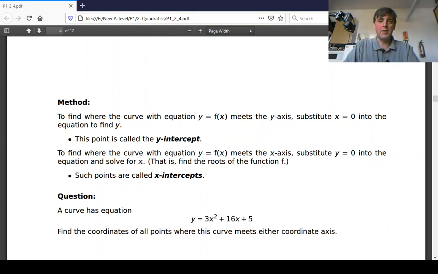So why don't you have a go and see if you can do this yourself. I've got a quick question on the screen for you. I'd like you to just, for the equation of the curve that's there, find the coordinates of any points where that curve meets either of those coordinate axes.